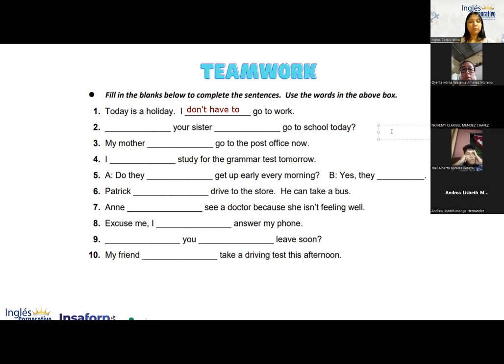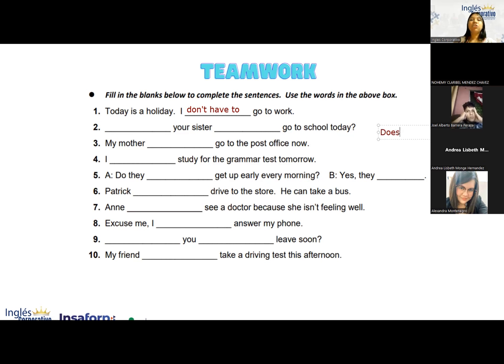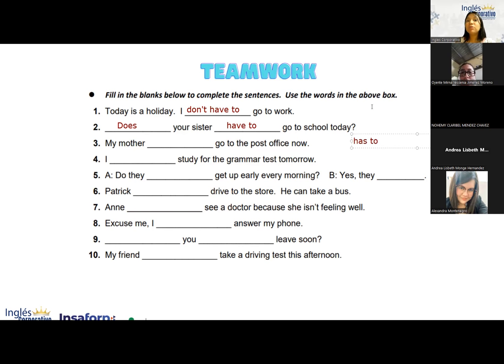It's a question. Does your sister has to or have to? Have to. Why have to and not has to? Because it's your sister, because we have the auxiliary verb, does. Oh, sí, sí, gracias. Okay, very good. Number three, my mother has to go to the post office now. Very good. Number four.